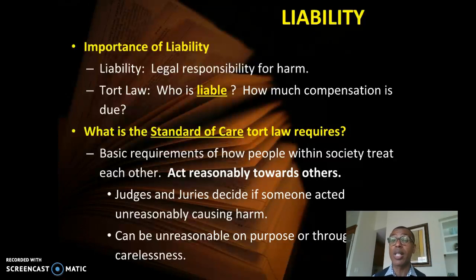Another good example would be a person that was harmed some kind of way or sustained some type of injury and they're hospitalized. Well, if they're hospitalized, they're going to miss work, they're going to lose income and earnings, and someone has to make up for that loss. So, tort law is concerned with who is liable and who must pay damages. Judges and juries decide if someone acted unreasonably, causing the harm. That's up to the judge to decide, and that's up to the jury to decide. Many times, unreasonable things can be done on purpose, or many times they're done just through careless acts.